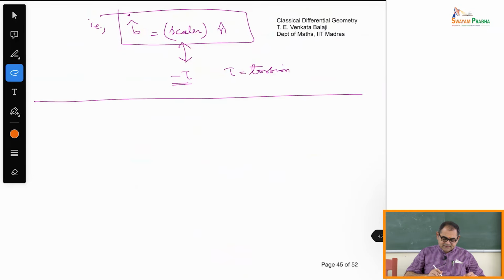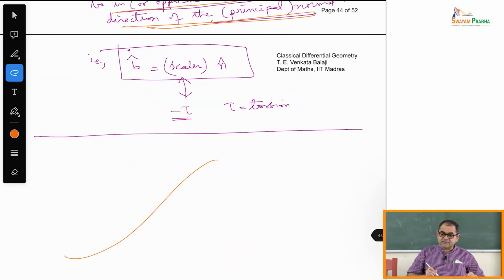You see, it's like this. You have the curve like this, then there is a tangent vector, there is the unit tangent, there is a principal normal, and then this is the binormal. Then, as I already told you, there are 3 planes, but the osculating plane is actually this one, the one that contains the tangent and the normal.